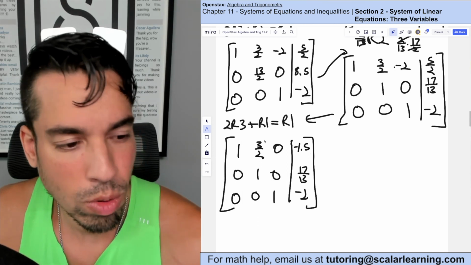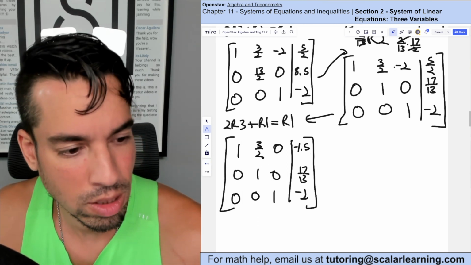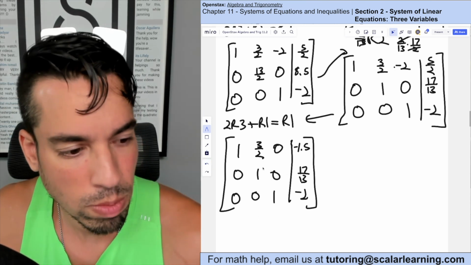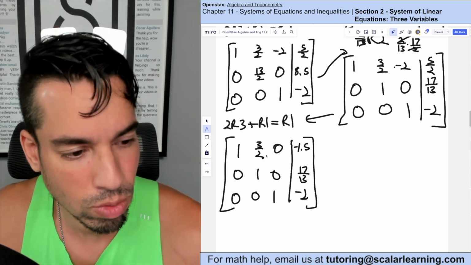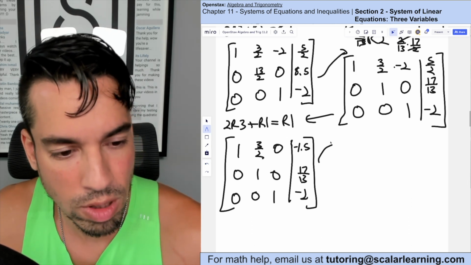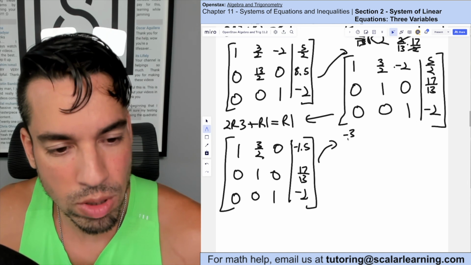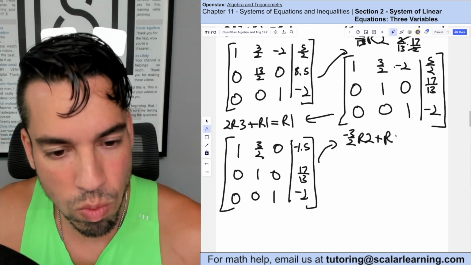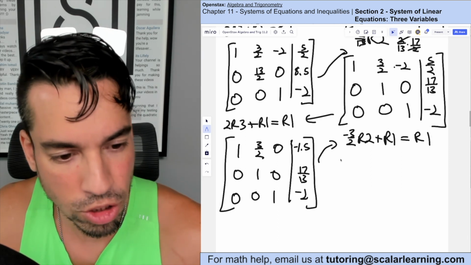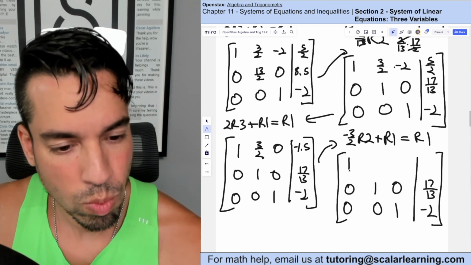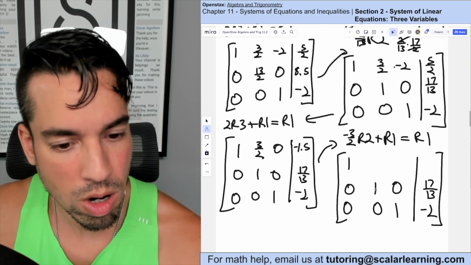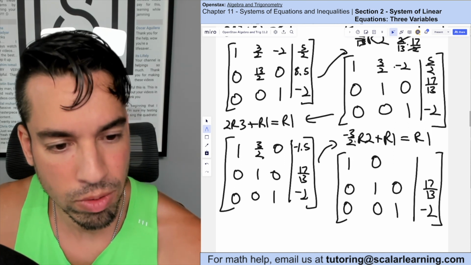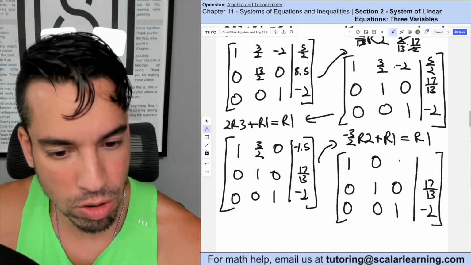All right, now we're down to our last one that we got to flip to a 0. This is going to be nice because all we got to do is multiply the second row by negative 3 halves and add it to the first row. So we'll do that here. Negative 3 halves times row 2, right, plus row 1 equals our new row 1. Let's check it out. So negative 3 halves times 0 plus 1 is 1. Negative 3 halves times 1 plus 3 halves is 0. Beautiful. And negative 3 halves times 0 plus 0 is 0.